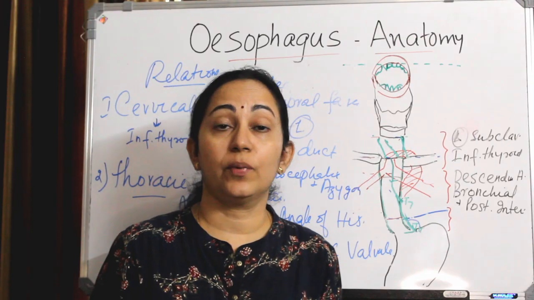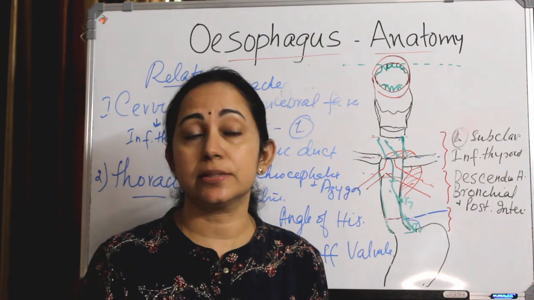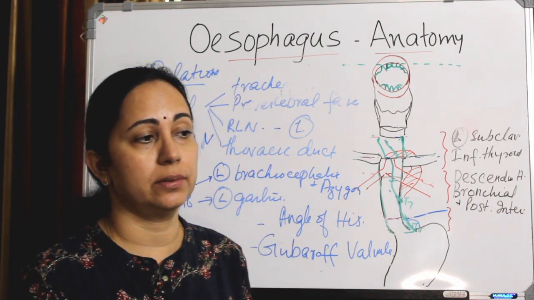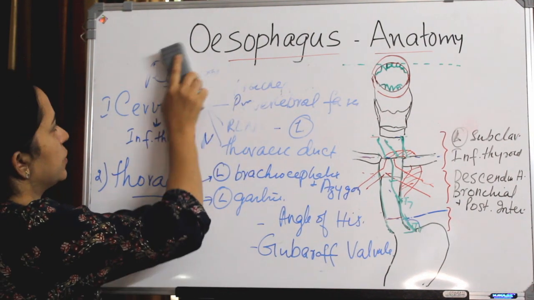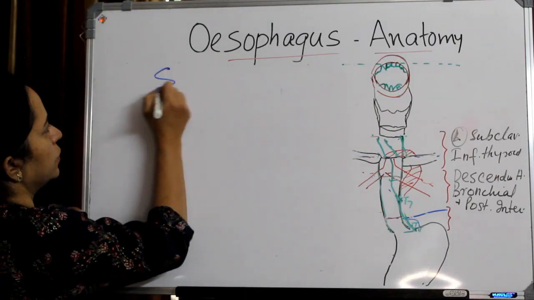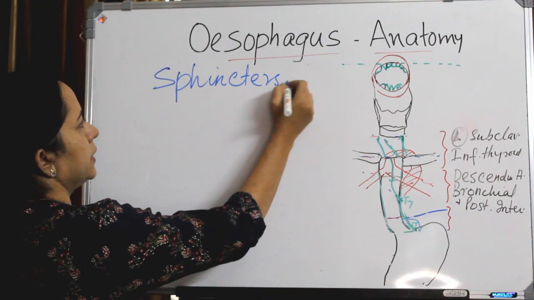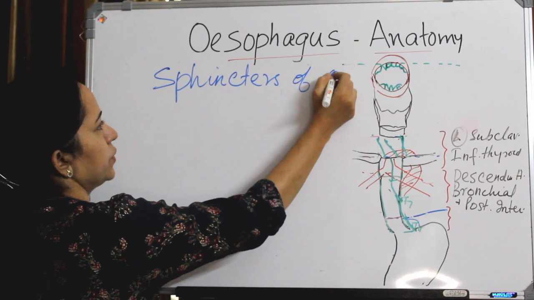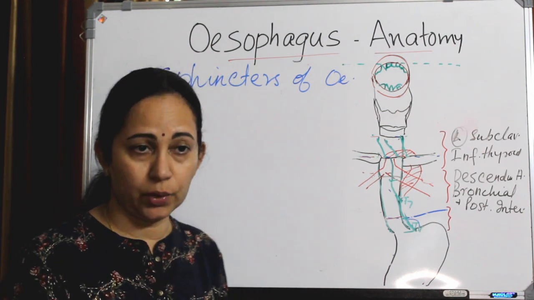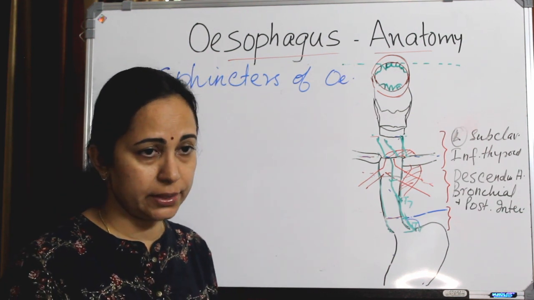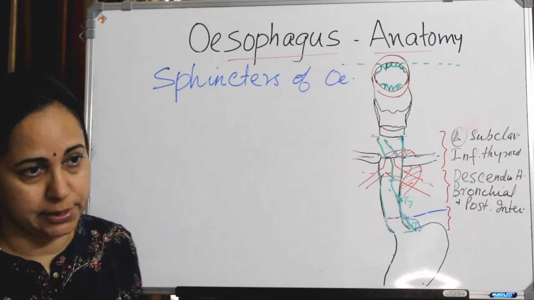Next important one is the sphincters of the esophagus, upper and lower esophageal sphincter. They can be asked as a short note, and they are also important in the management of reflux disease. How many esophageal sphincters are there? We already briefly discussed that. One is the upper esophageal sphincter and the other is the lower esophageal sphincter.